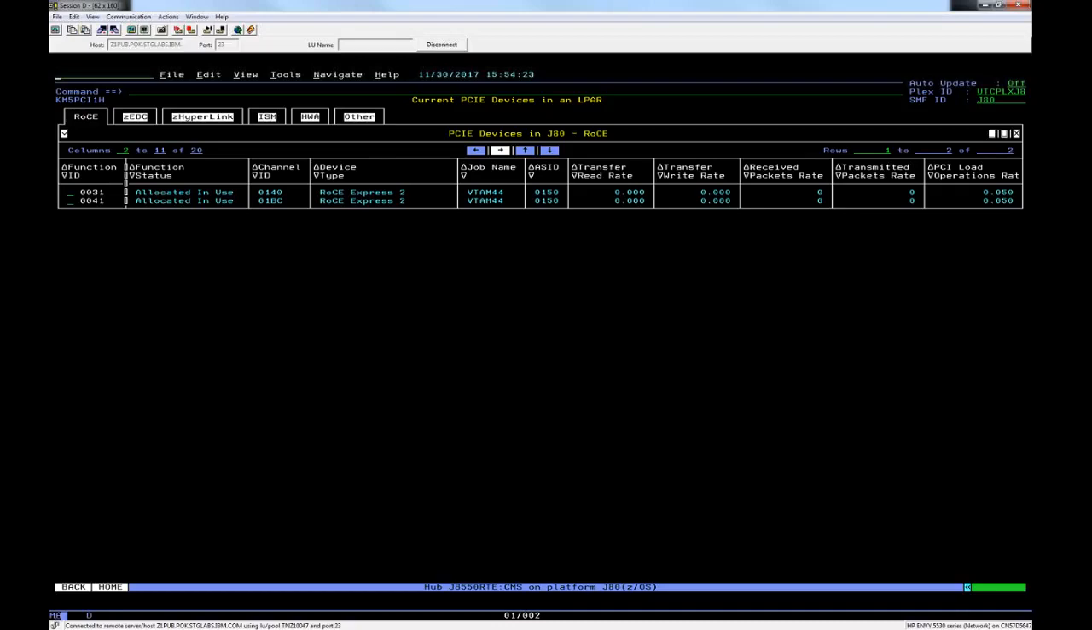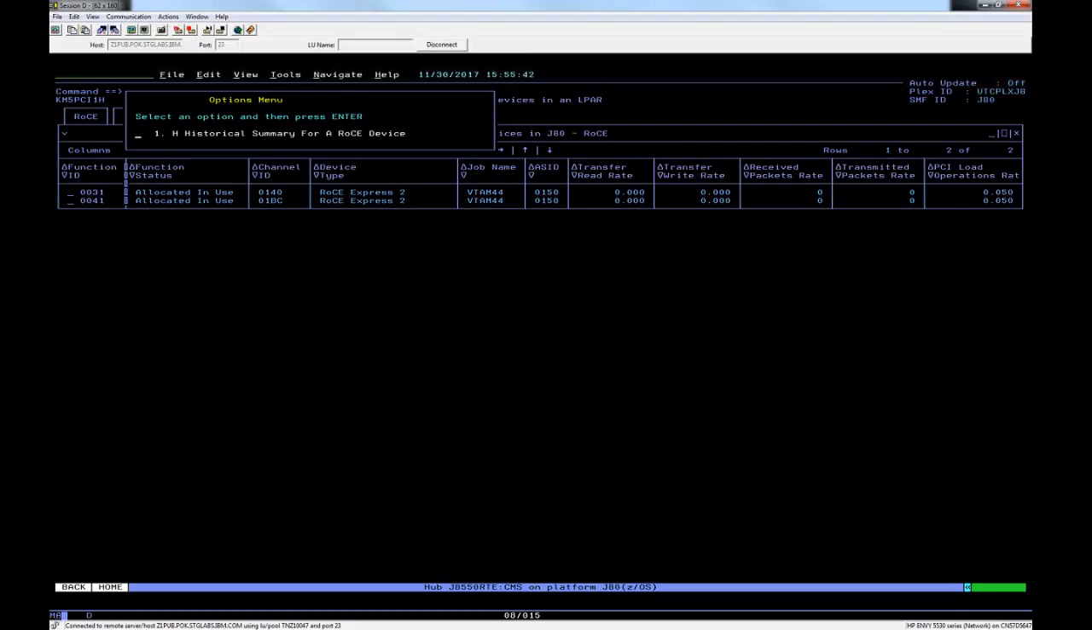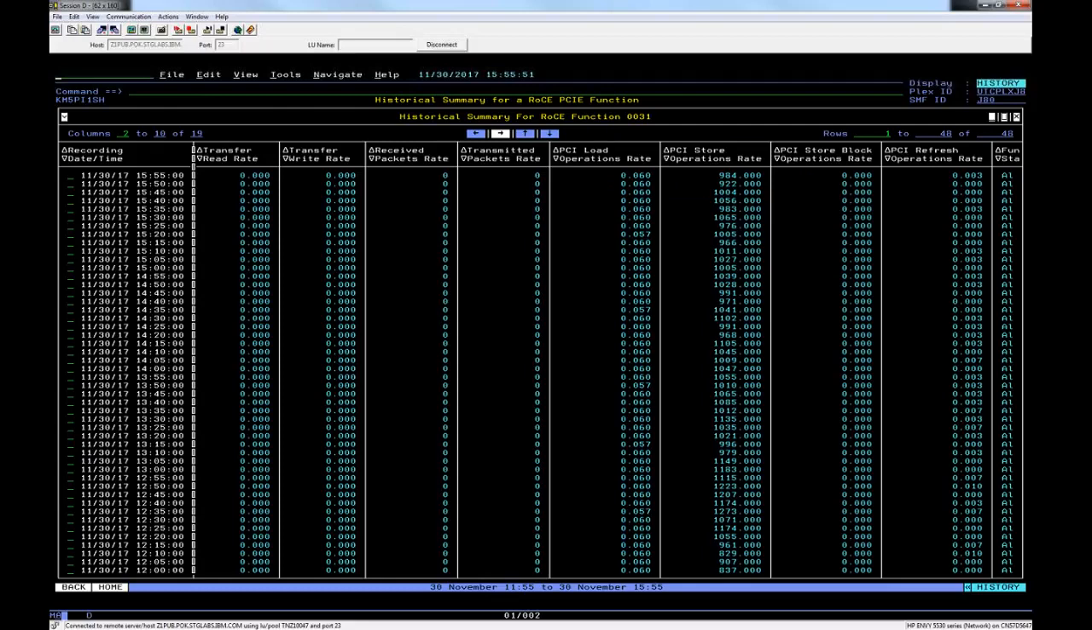Not a lot going on, but one thing I'll demo here is that, similarly to the flash memory support, one can look at near-term history of the specific metrics for RoCE. Nothing's really appearing here. There's very little activity, but the PCIe card itself was active, and we see here there are common PCI load, store block, and refresh metrics that are common to all of the PCIe devices, except for zHyperWrite, which we'll see later.